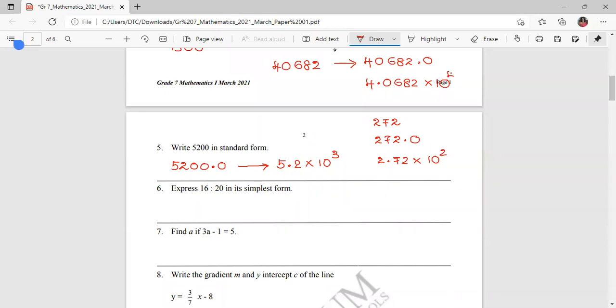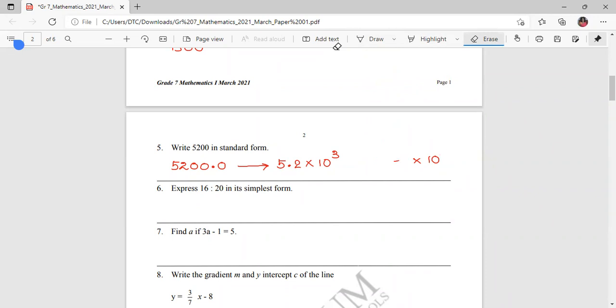So it is 10 to the power 4. That is how you convert an ordinary number to a standard form number, right? So into standard form, your answer for this question should be 5.2 multiplied by 10 to the power 2, right?